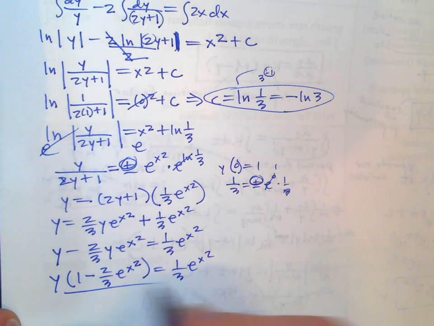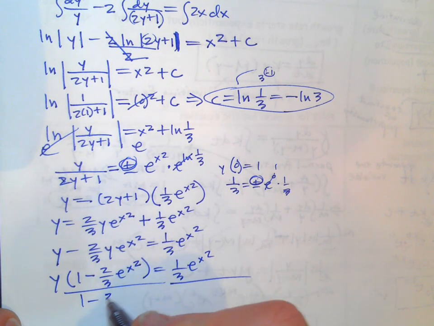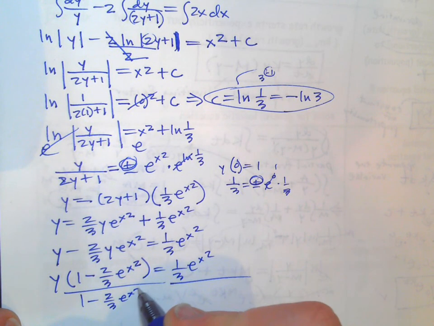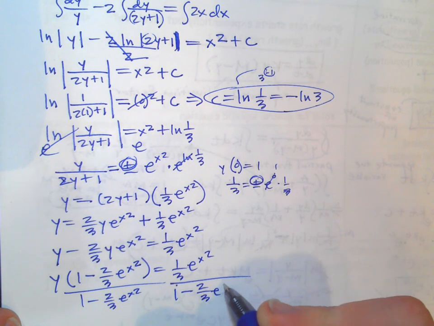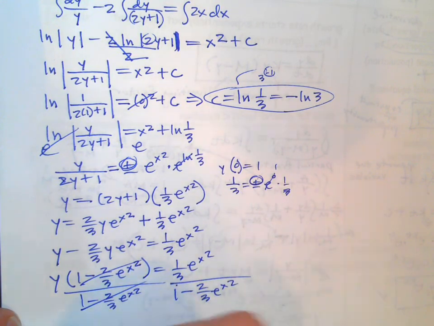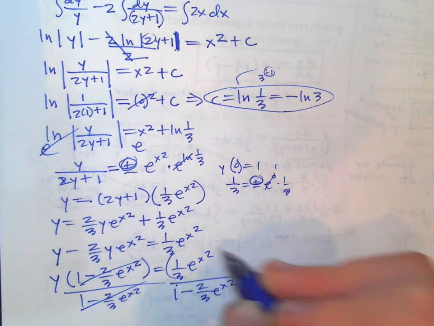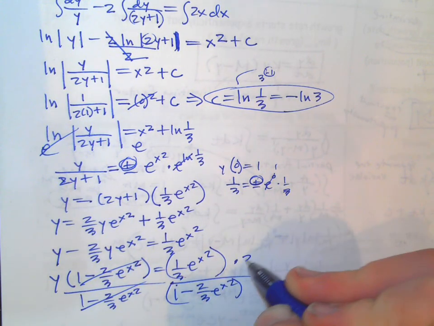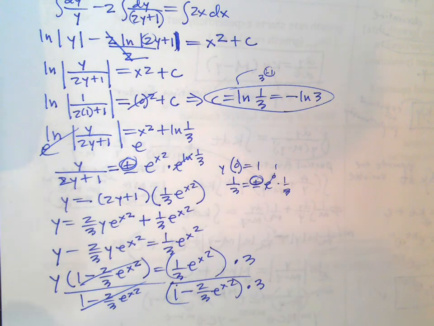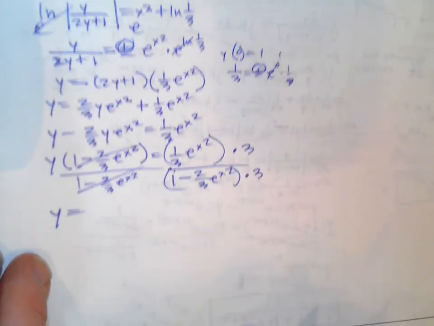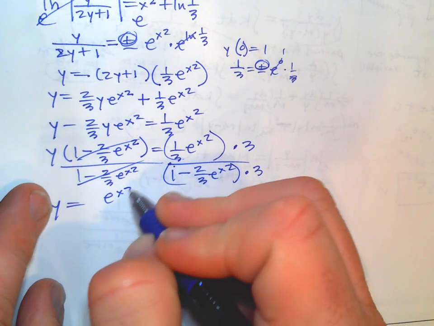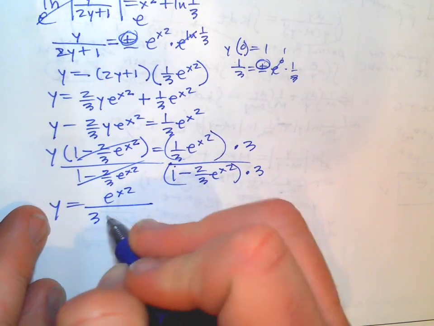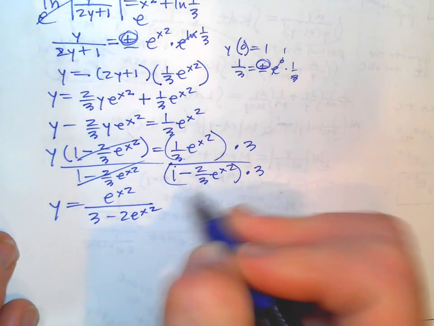And then we can divide both sides by 1 minus 2/3 e to the x squared. I don't want complex fractions, so we're going to multiply by 3. That should take care of it. So y equals e to the x squared over 3 minus 2 e to the x squared.